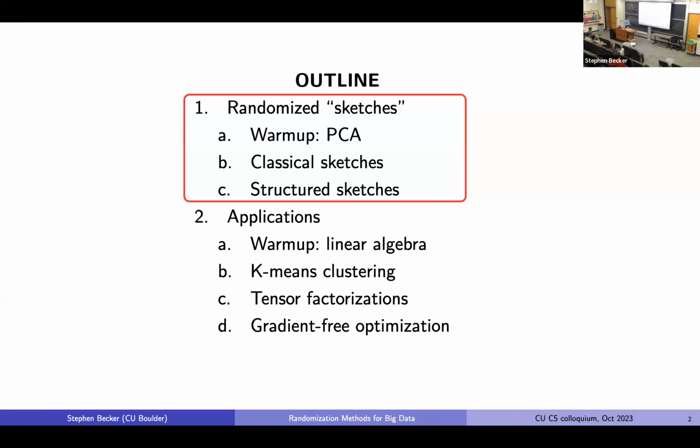So I'm going to start by giving you some information on sketches, what I mean by random sketches. And then I'll introduce them from easy and getting more and more complicated. And then the second part of the talk will be applications of using those sketches to different things like machine learning and so on.